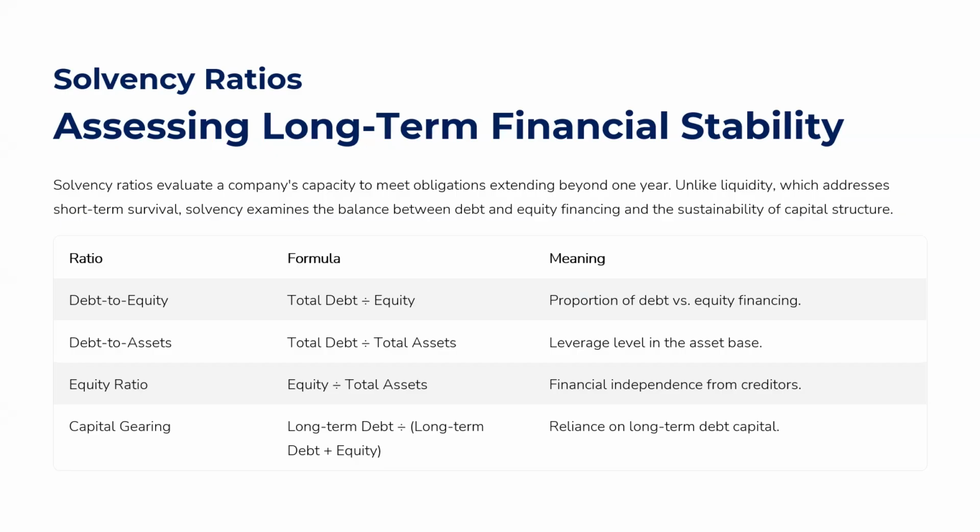Debt to total assets: we're comparing the debt with the total assets. That's another way to measure the solvency of a business, but you are looking at the asset base. The next one is the equity ratio, equity divided by total assets. You're saying this total asset is financed by equity. How many percentage of your total asset is your equity?